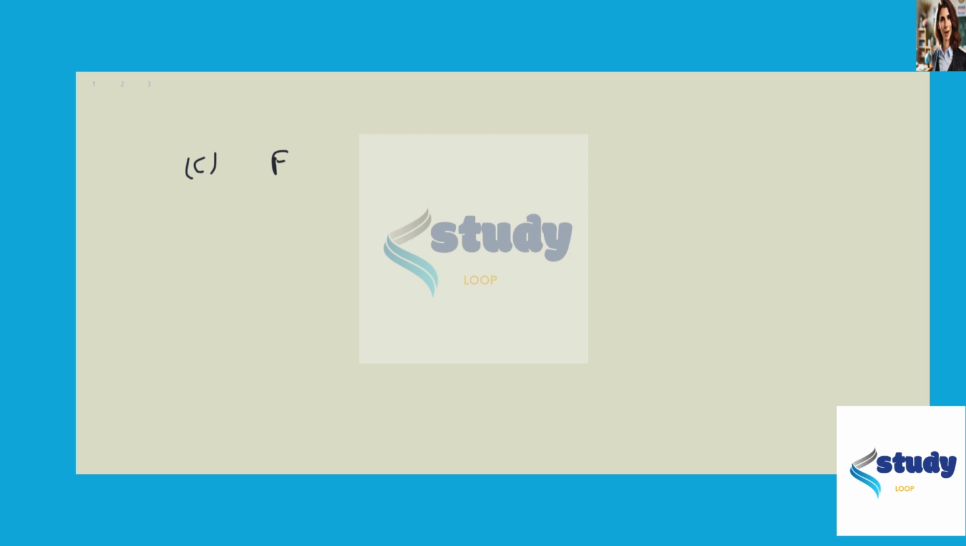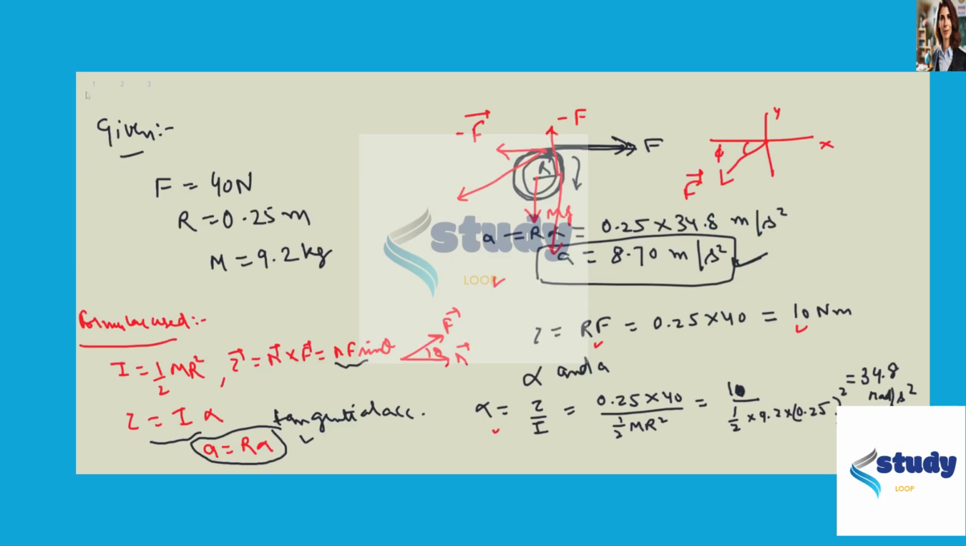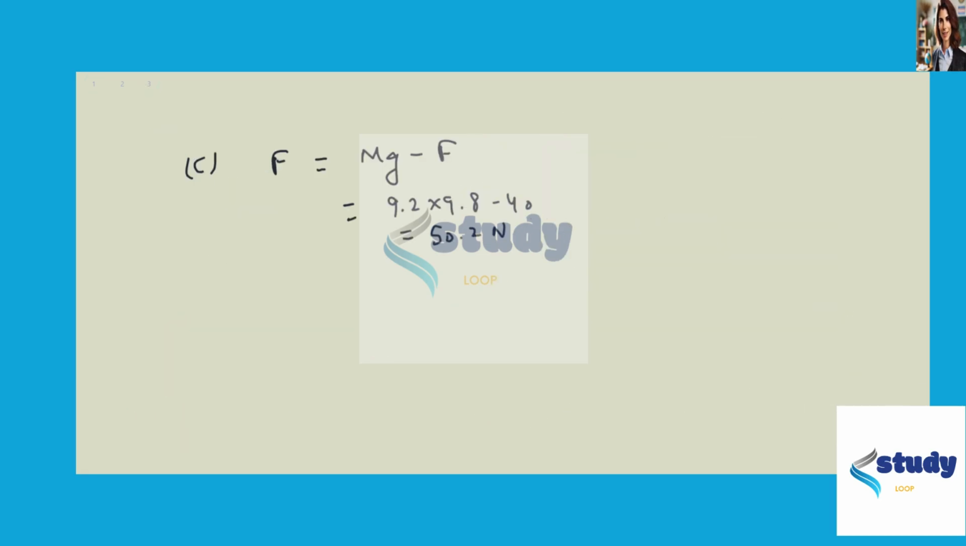But finally, the total force acting on the axle equals mg minus F, which equals 9.2 times 9.8 minus 40, which equals 50.2 Newton. The mg is downward and this F is upward, so that's why we have the minus sign here. So that's your answer for this question.